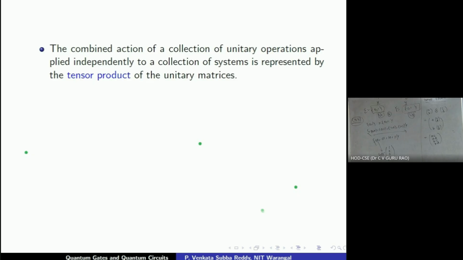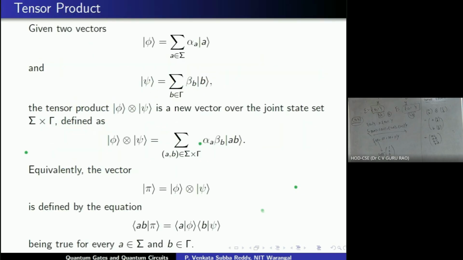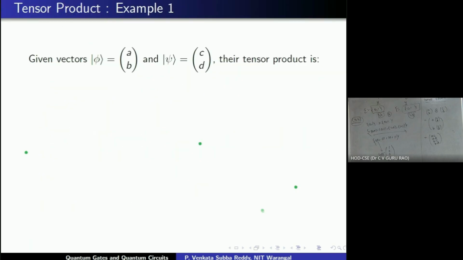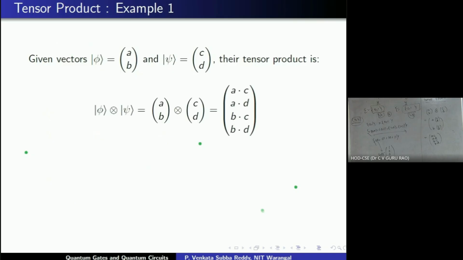Now that we can extend to any. So I'll show you through some examples. Okay, we'll come back to this. First let us see ABCD. What is the tensor product? This only. Is that okay? Okay.